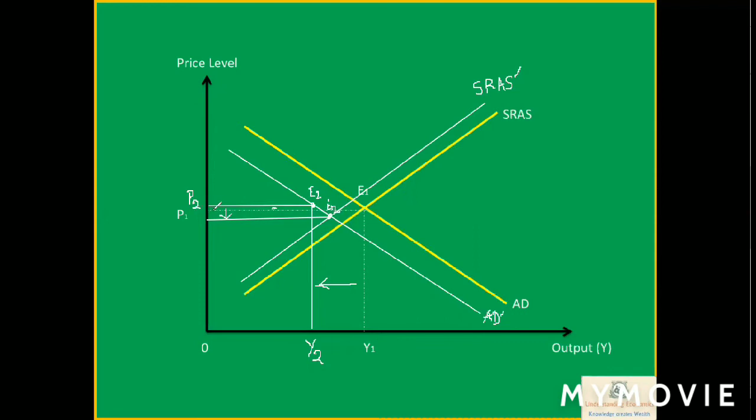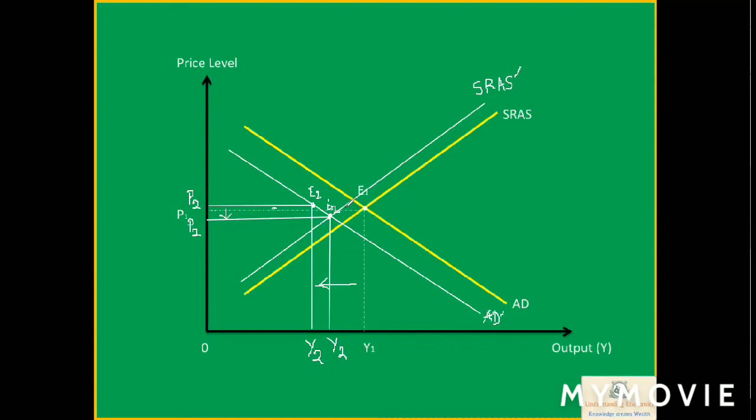Because P1, this dotted line, is our initial price level. So from the initial price level, the final price level would have dropped if I had taken a smaller change in the SRAS curve. But remember, on the output side, output would definitely be lower than the initial equilibrium point.